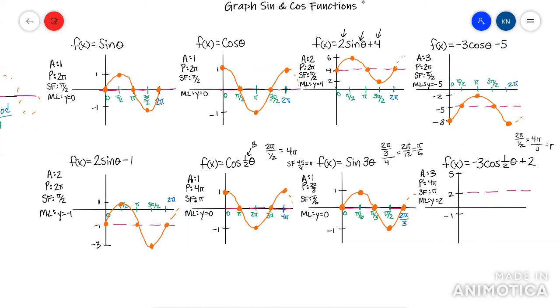The period is 4 pi. Scale factor goes by pi's. So I'm going to have 0, pi, 2 pi, and 3 pi. And now I can just graph my negative cosine function, which starts low, goes mid, goes high, goes mid, and then goes low.